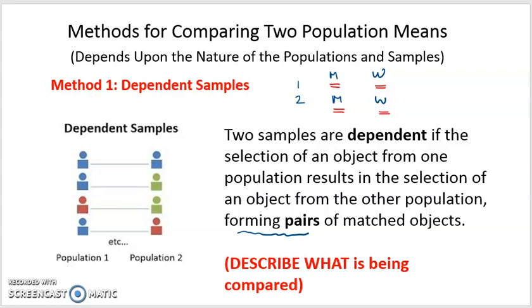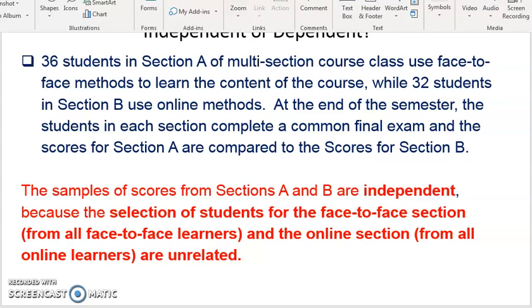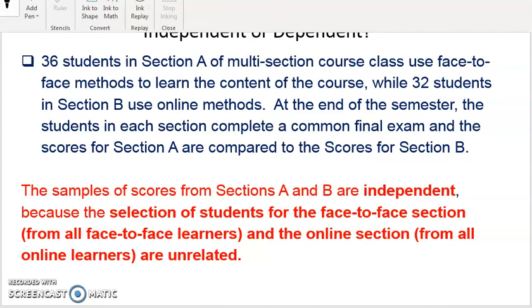All right, so what I'm going to ask you to do in some problems is, when you look at a problem, identify are the samples dependent or independent. And here are two examples. All right, so in example 1, I've got 36 students in section A of a multi-section class. I've got 32 students in section B.